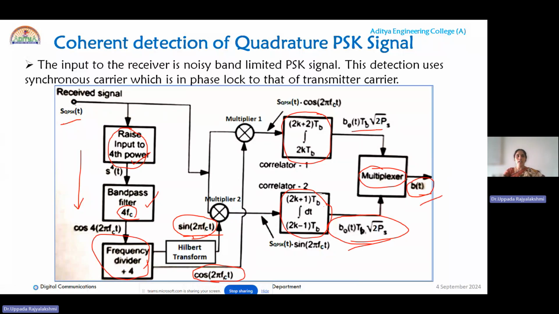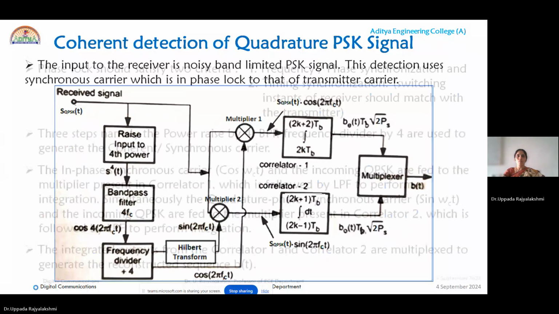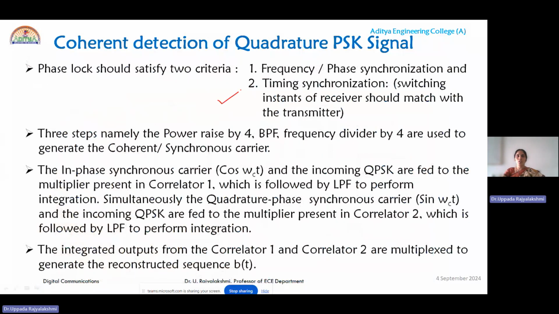Let us go through the analysis part. This phase lock, we already discussed this concept everywhere. Phase lock is due to frequency or phase synchronization and timing synchronization. And we know that timing synchronization is provided by the bit synchronizer, so that the switching instants of the receiver will match with that of the transmitter. And frequency or phase synchronization is provided by the coherent carrier, which is provided by the 3 blocks.